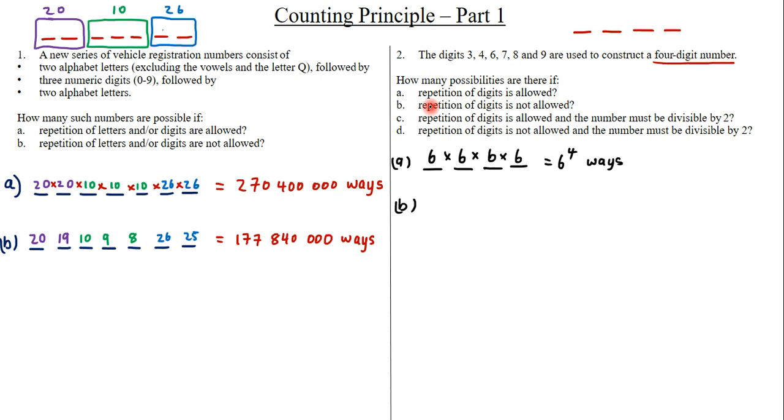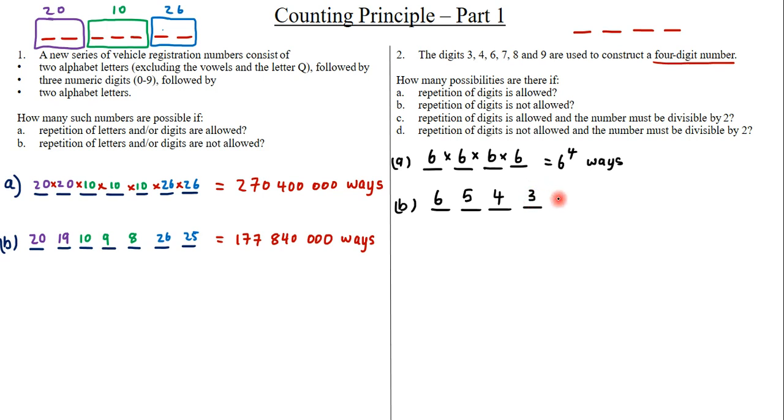Okay, so let's look at the second part. The second question says repetition of digits is not allowed. So it means 1, 2, 3, 4. If I'm not allowed to repeat a digit, then again I will have 6 first here. But once I've used one of the 6, I cannot repeat that, so now I have 5 options. Once I do that, I'll have 4 options, and once I do that, I'll have 3 options.